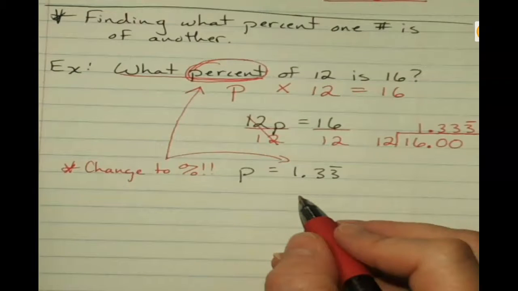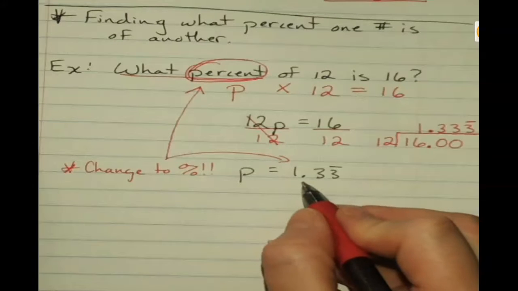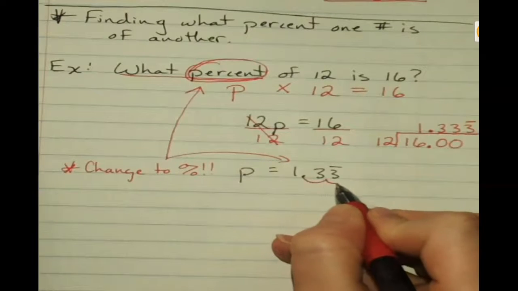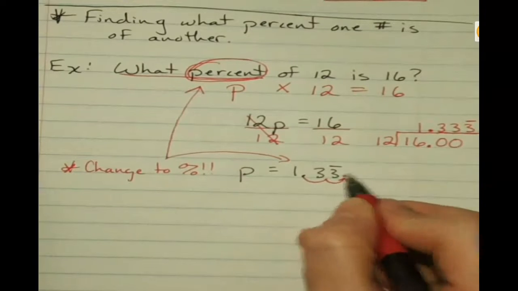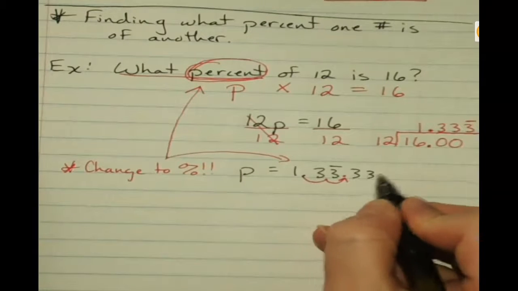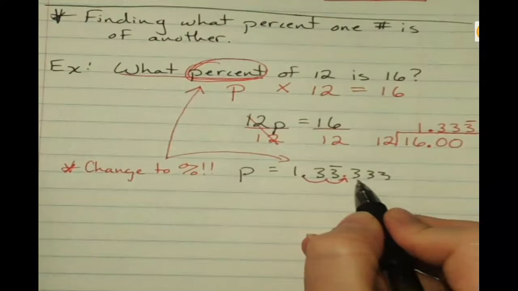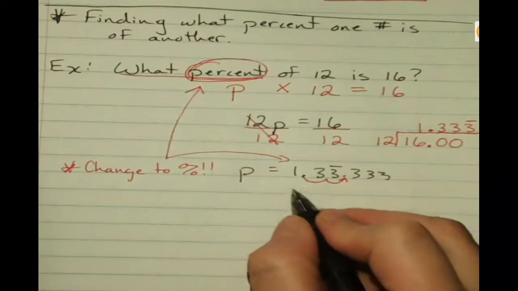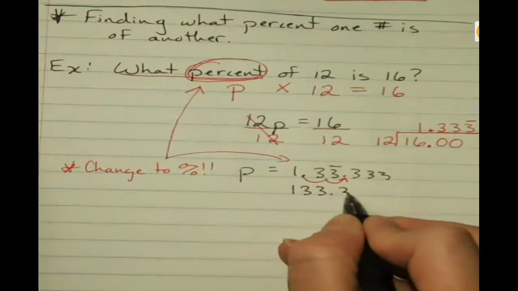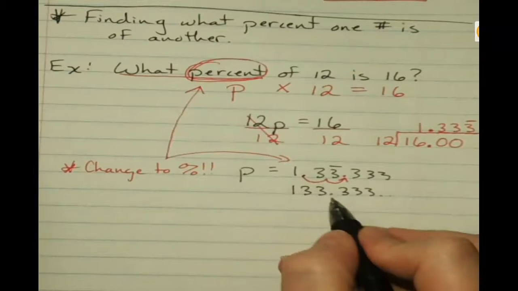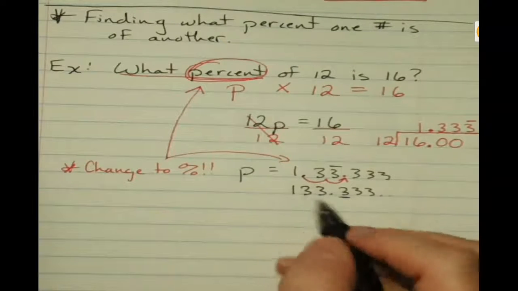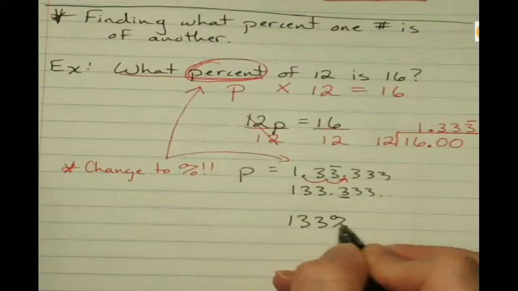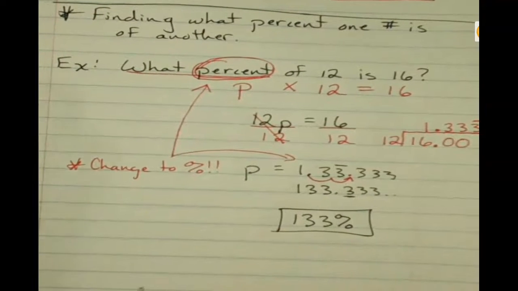What you want to do is move the decimal 2 times to the right. That's right. We're going to move 2 times to the right. Now, if you remember, this is like 3, 3, 3, 3. You're going to round. So it would be 133.333, etc. So if this is below 5, it just stays as 133%. Got it?